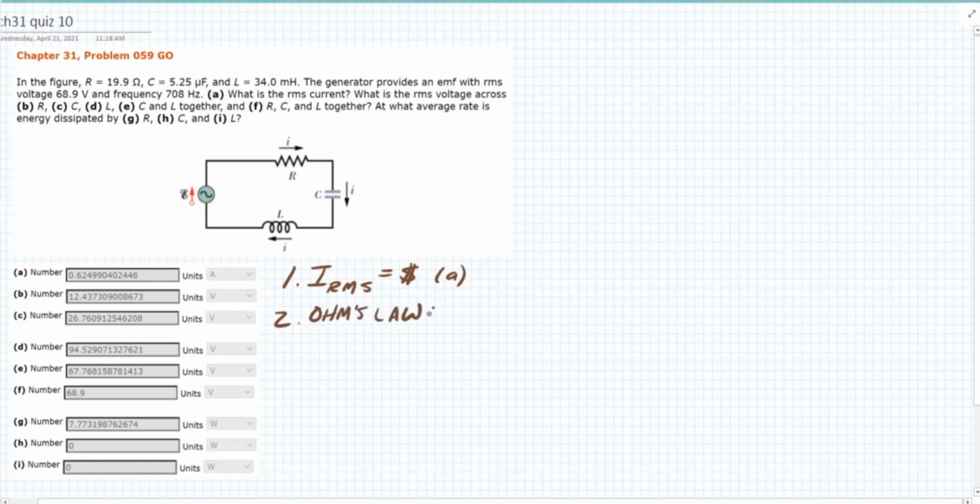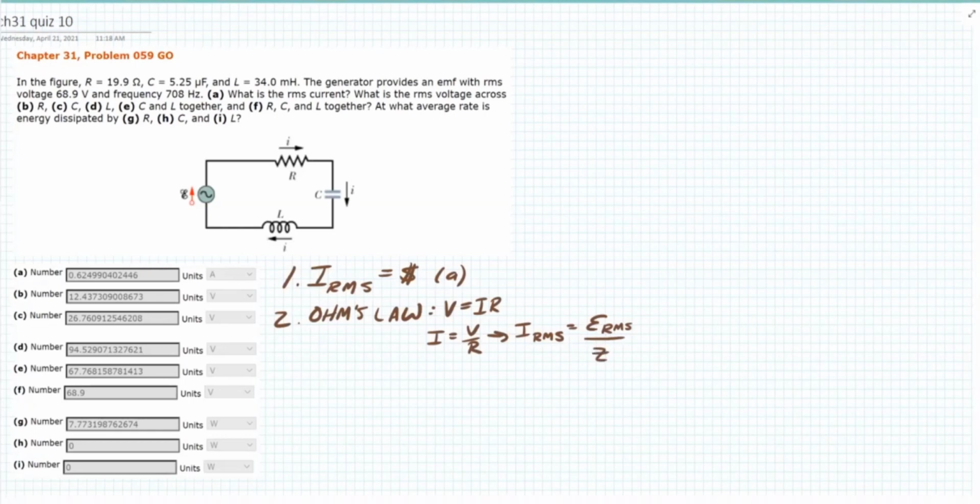Here's Ohm's law. If V equals IR, then I equals V over R, but personalized for AC, this actually becomes I RMS. We want the RMS current. I RMS equals EMF RMS, so we're just RMSizing everything, over Z. This is the AC version of Ohm's law.